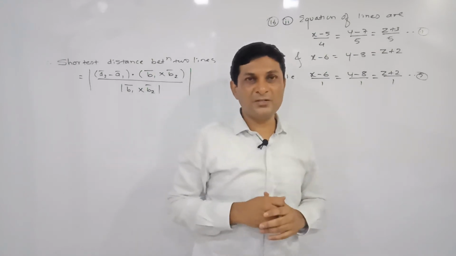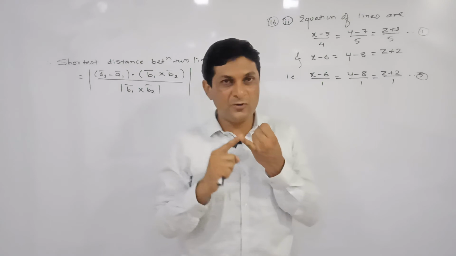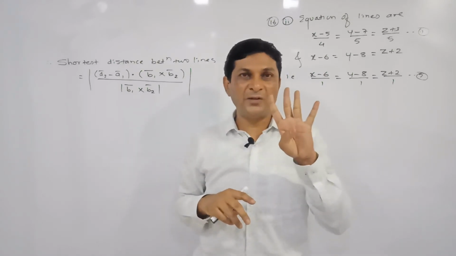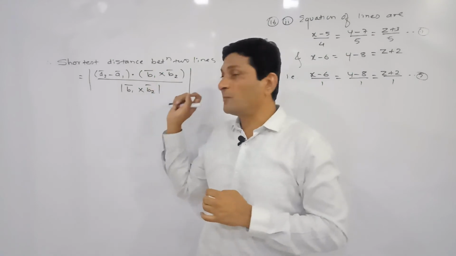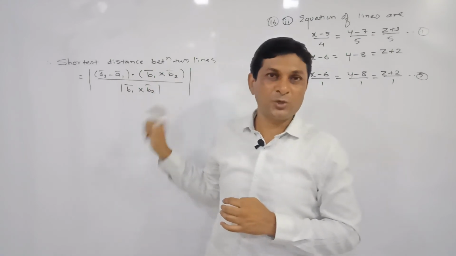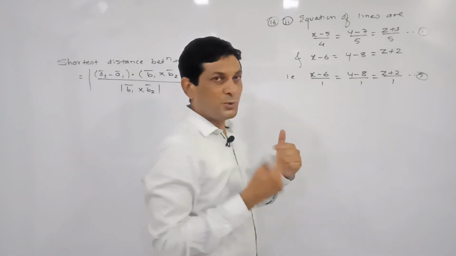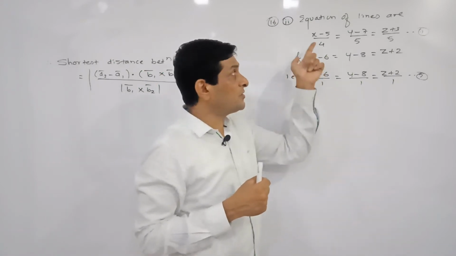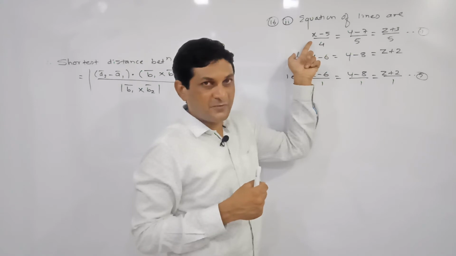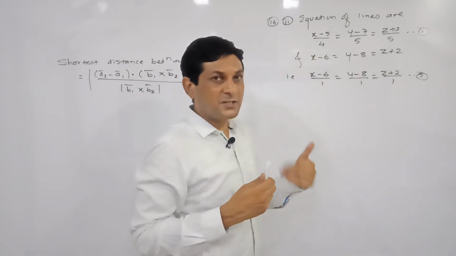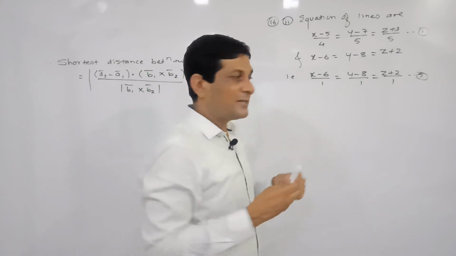So from this equation, first we will try to find the values of a1 bar, b1 bar, then a2 bar, b2 bar. Once these four values are known to us, then this formula is applicable to find what? The shortest distance between two lines. So here we are supposing that a1 bar is what? The position vector of a point on the first line, and b1 bar is what? The vector along the first line. Let us denote these vectors by a1 bar and a2 bar.